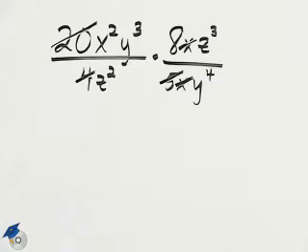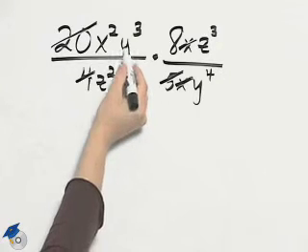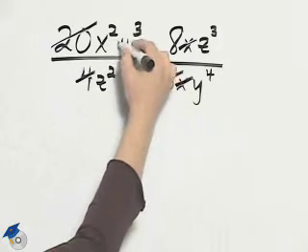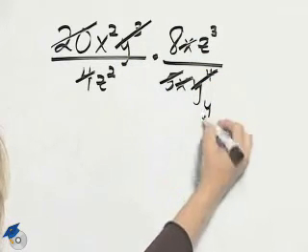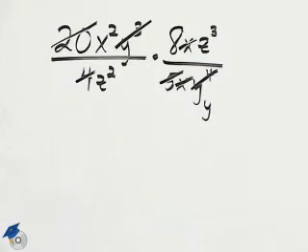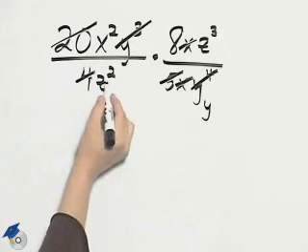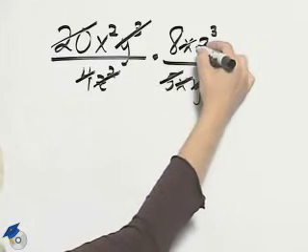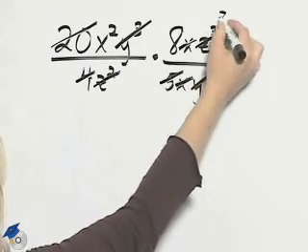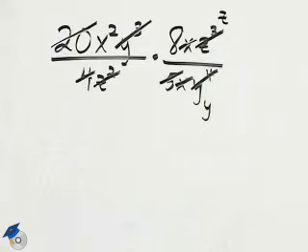We look at the y's and we notice that we have a y cubed and a y to the 4th. We can divide out a y cubed, which leaves a y in the denominator of this fraction. And finally, we look at the z's, and we notice that we have a z cubed and a z squared. We can divide out a z squared, which leaves a z in the numerator of the second fraction.